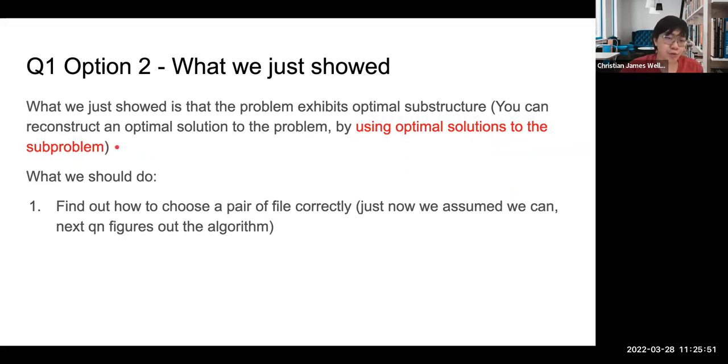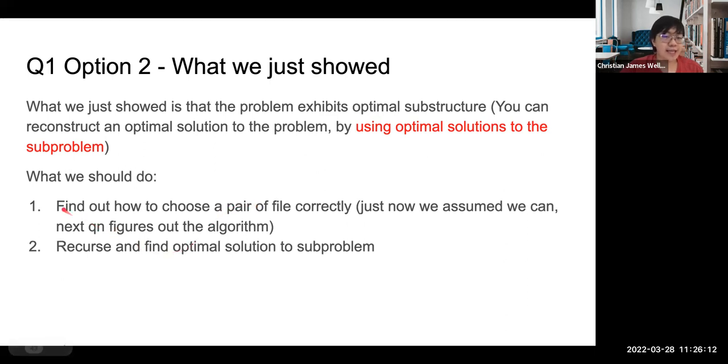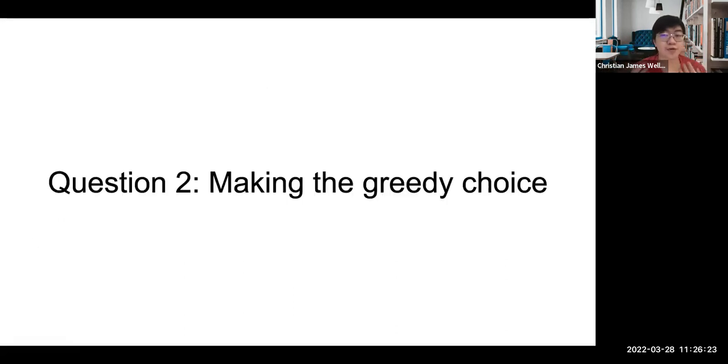Now what we should do is find out how to choose a pair of files correctly. Because just now, by magic, we assumed we can choose a pair of files that fit in the optimal solution. The next question will show you exactly how to choose this pair of files. Then after we choose the pair of files correctly, we recurse to find the optimal solution to the sub-problem. This is the plan for the next question. So how do we make the greedy choice?